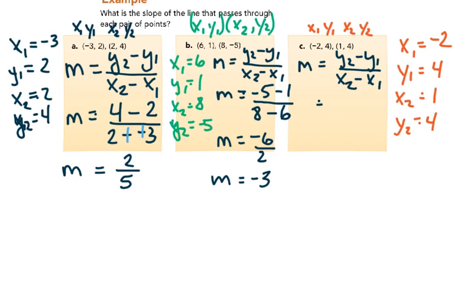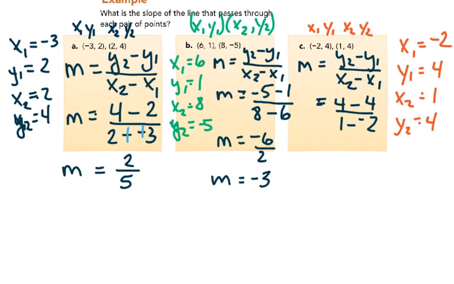We're ready to plug numbers in. So y2 is 4 minus y1 is 4 over x2 minus x1. x2 is 1. Let's fix that. x2 is 1 minus x1, which is negative 2.